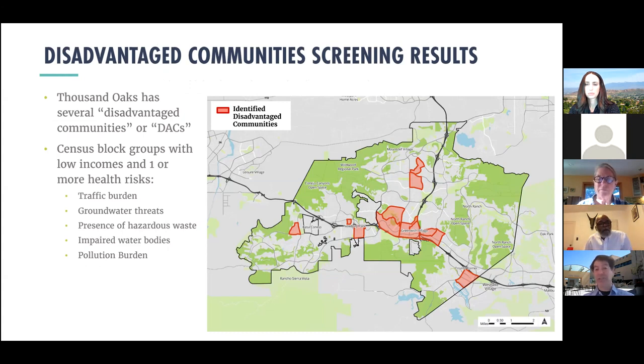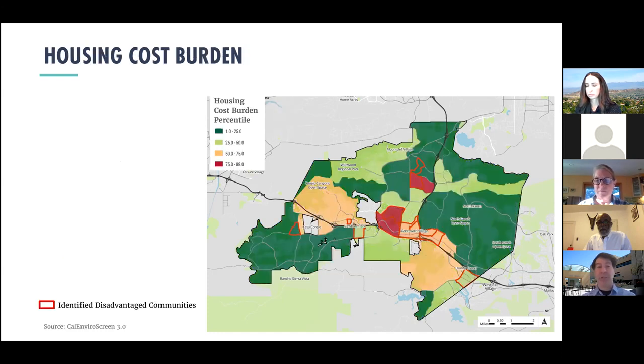You go through each of those individually. And what we found is that these areas are impacted because of one or a combination of traffic burden, groundwater threats, the presence of hazardous waste, impaired water bodies, or overall pollution burden. And so the answer to this is yes, the city does need to include an environmental justice element or environmental justice goals and policies throughout the plan.